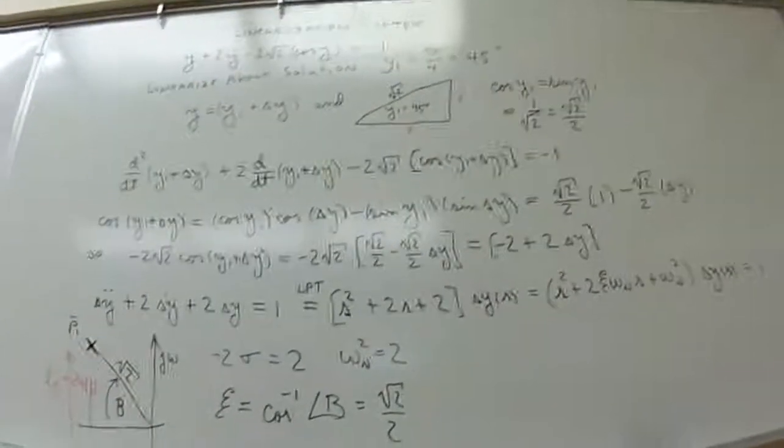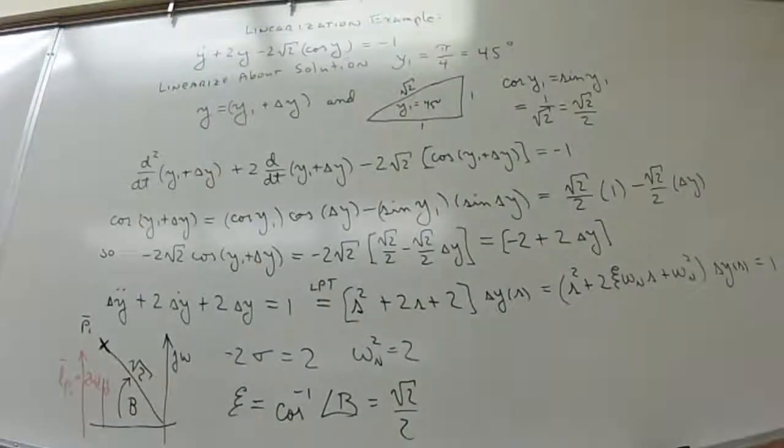Let's discuss this linearization example. Up here, the equation I've got has a cosine in it. The first thing you need to do when you're linearizing something is to find a solution point, an equilibrium solution. If you plug in pi over 4 for y1, then this equation will work. So we're going to linearize about that solution.